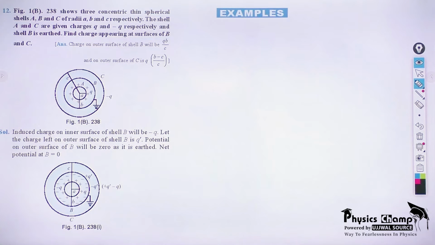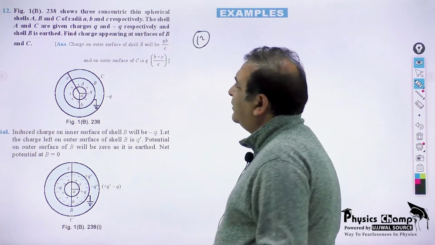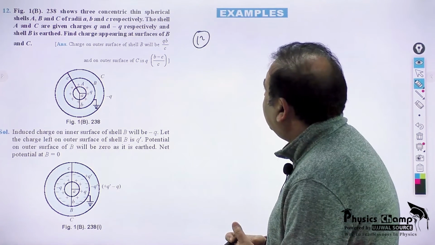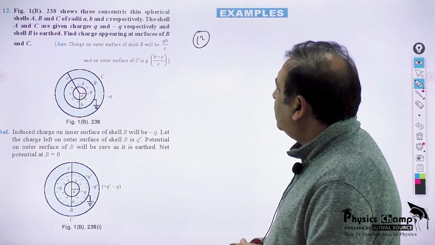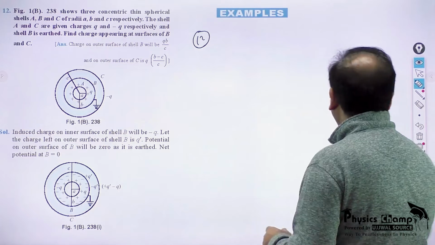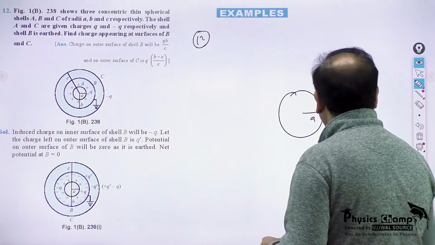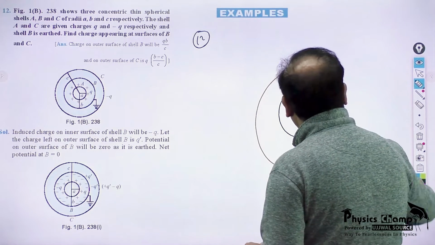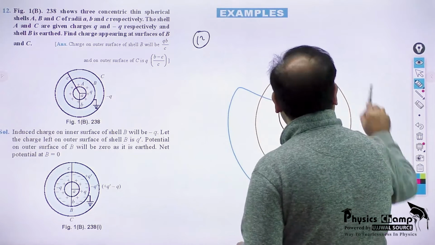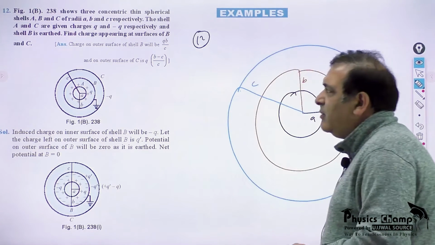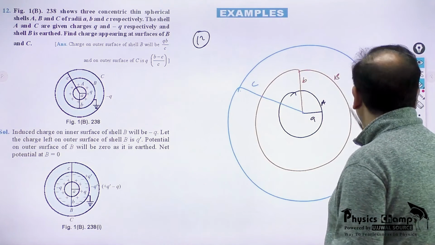Now, in order to strengthen your concept of earthing, I take another question, question number 12. Here, the figure shows there are 3 concentric thin spherical shells A, B and C of radius small a, small b and small c. So, you have 3 concentric shells. One has a radius A, it has a radius B and another shell has a radius C. This is A, this is B and this is C.